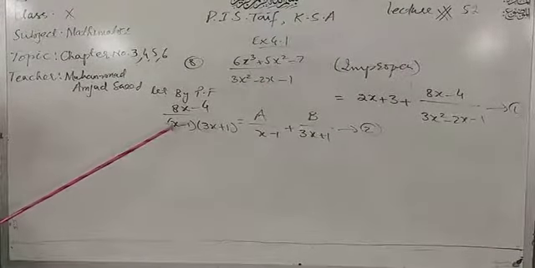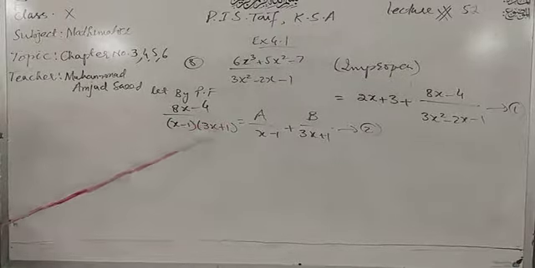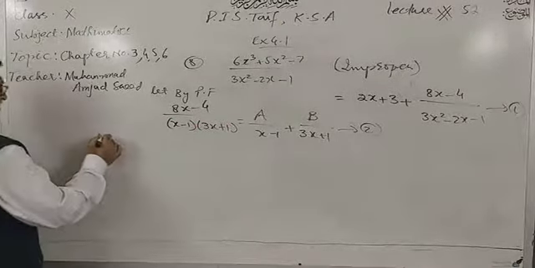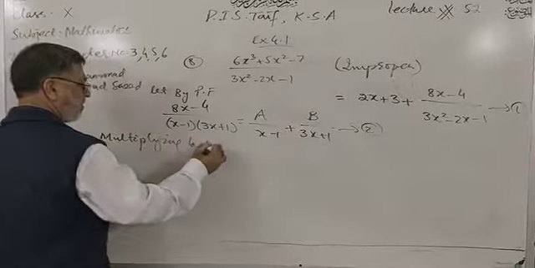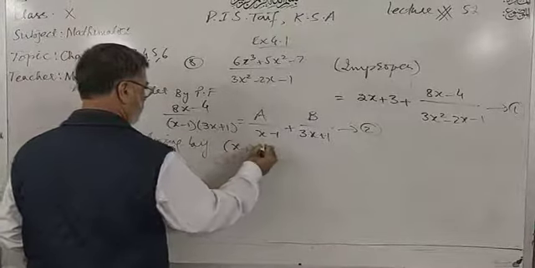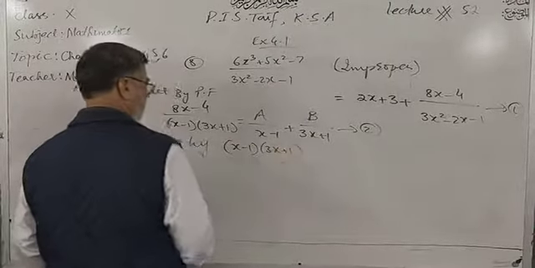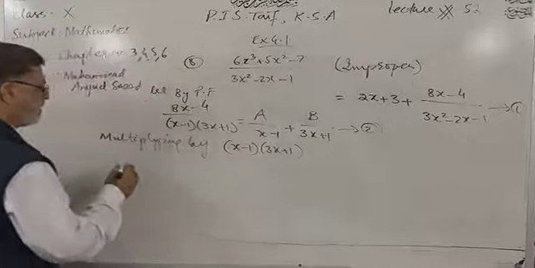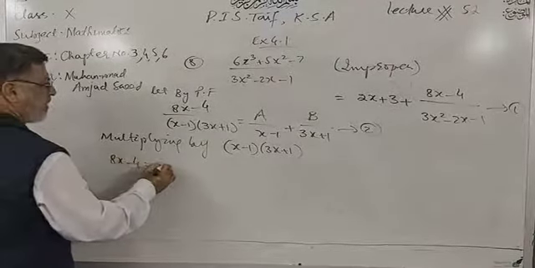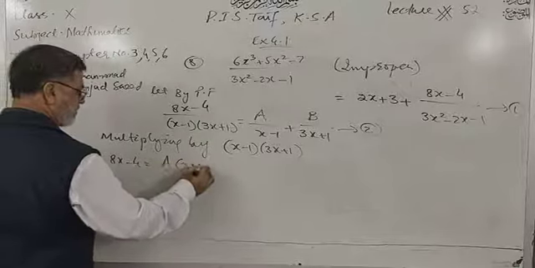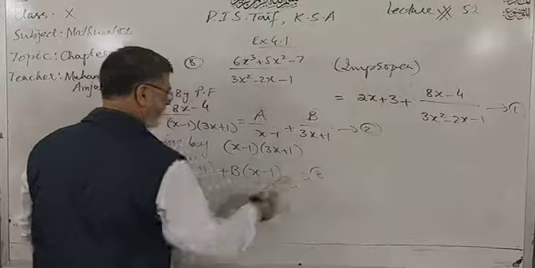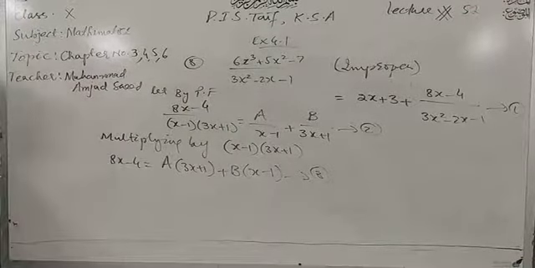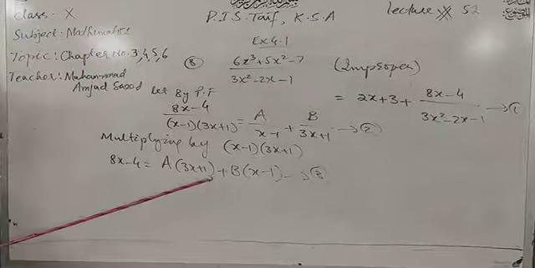Here you multiply both sides by the LCM, x minus 1 into 3x plus 1. We are left with 8x minus 4 equals A into 3x plus 1 plus B into x minus 1, that is equation number 3. Dear students, the putting method will be applied here.